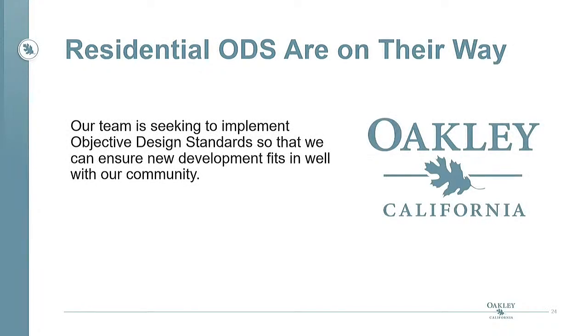With that in mind, our team is seeking to implement objective design standards so that we can ensure new development fits well in our community. Right now, if they're not robust enough or built up enough, a development could come in, be protected by those state laws, and maybe they wouldn't fit in with our community if we don't have the right standards set in place. So we want to make sure we get those in place.